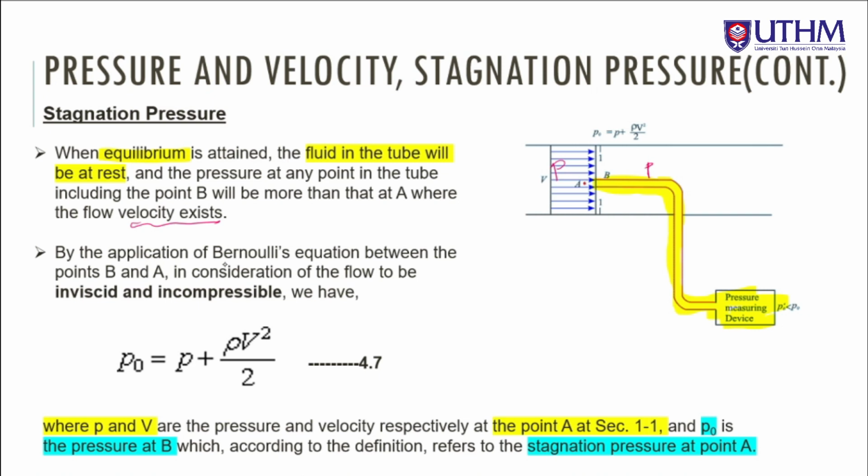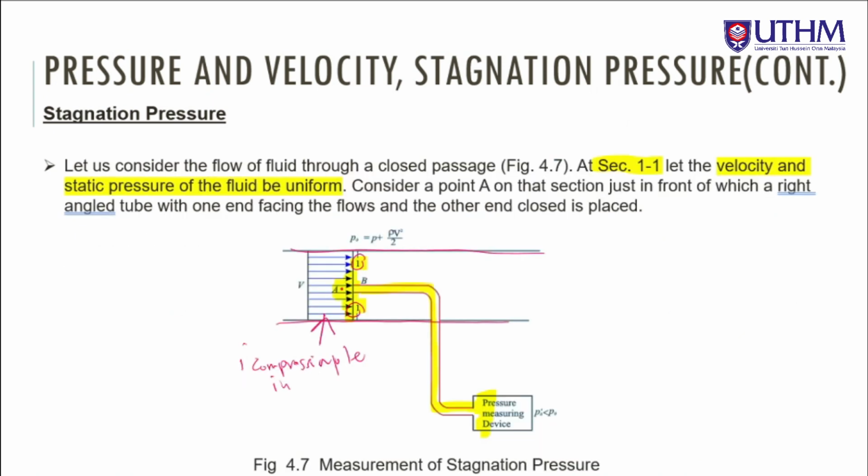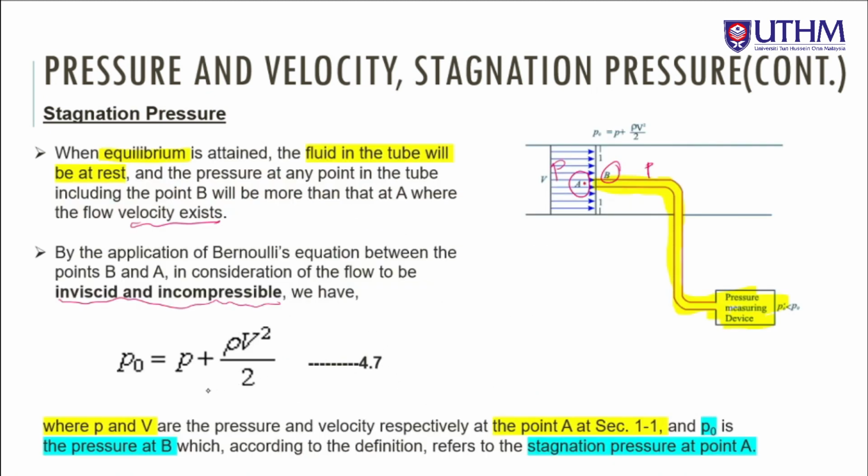So by the application of Bernoulli equation between point A and point B, in consideration of the flow to be inviscid and incompressible kan, ni incompressible and inviscid lah macam saya cakap tadi okay, we have this P naught equals to P plus rho V squared over 2. Since ni kita tak ada elevation kan, so kita consider plus Z tu tak adalah.